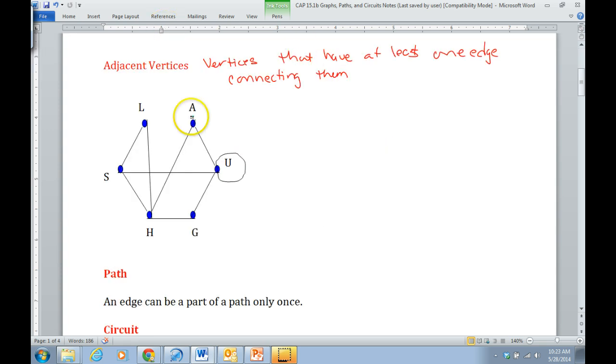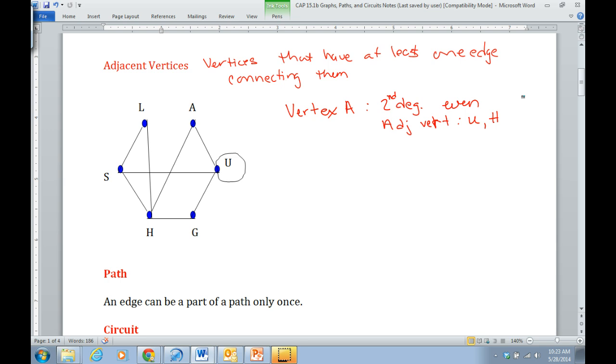I want to look at some of these vertices that we have right here. Let's look specifically at vertex A. Tell me, what is the degree of vertex A? 2, because there's 2 edges coming from it. Okay. And is it an even or an odd? Even. Yep, it's even. Now, I want to know what are some adjacent vertices to it. So, yep, U would be one of them, and H would be another.